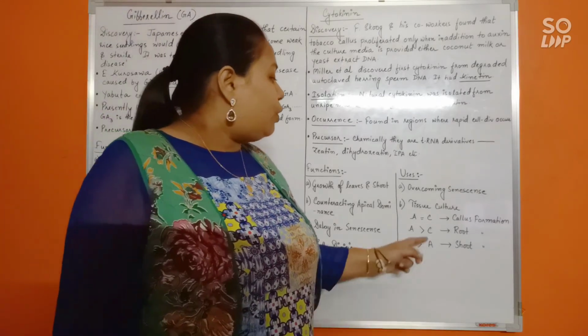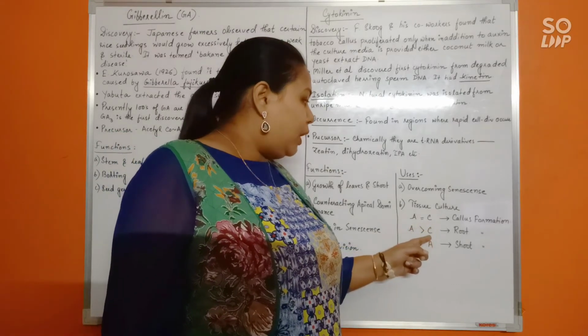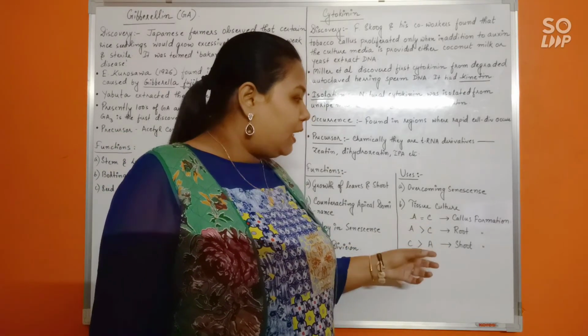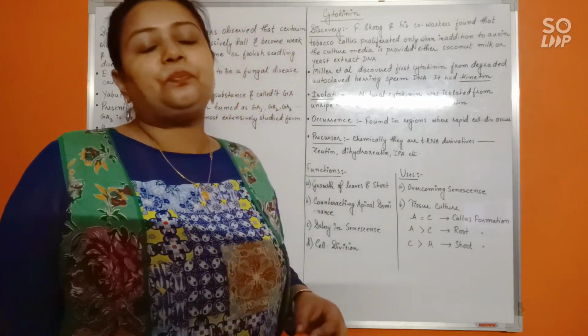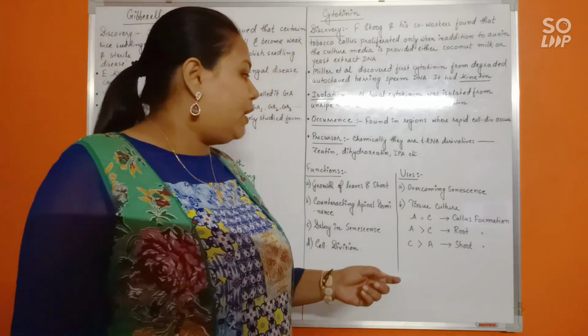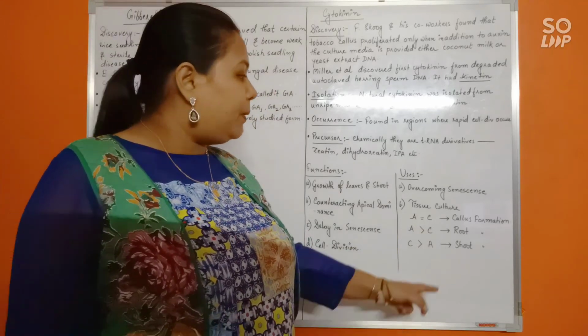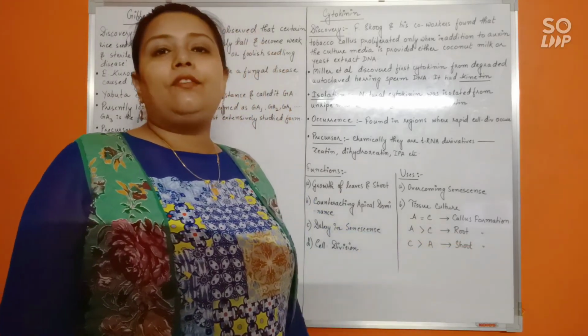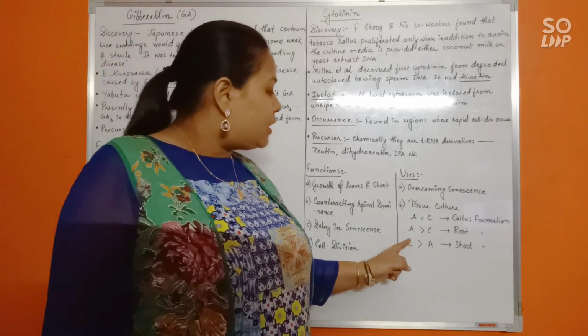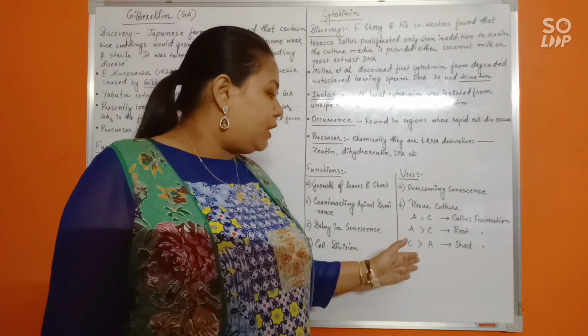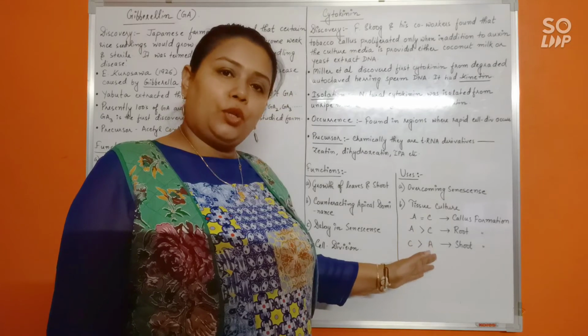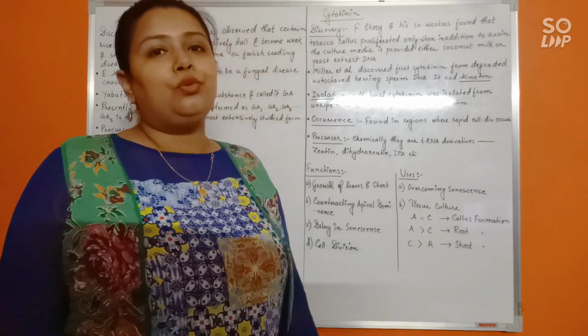After the callus is formed, eventually subculturing will be done, and then the cells will be placed onto a culture media where auxin is more than cytokinin. Auxin more than cytokinin will promote root formation, and eventually after this it will be placed in a culture media where cytokinin is more than auxin, which will promote shoot formation.